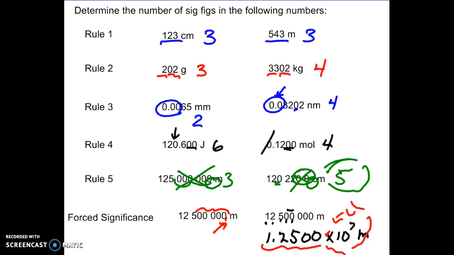This is a quick summary on how to determine the number of sig figs in a measurement.